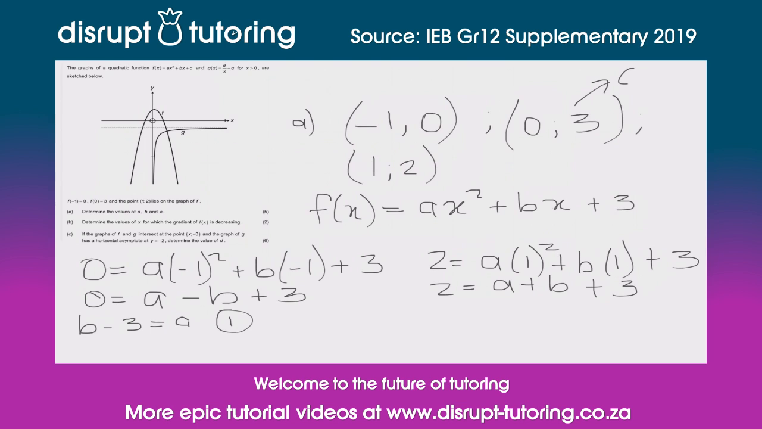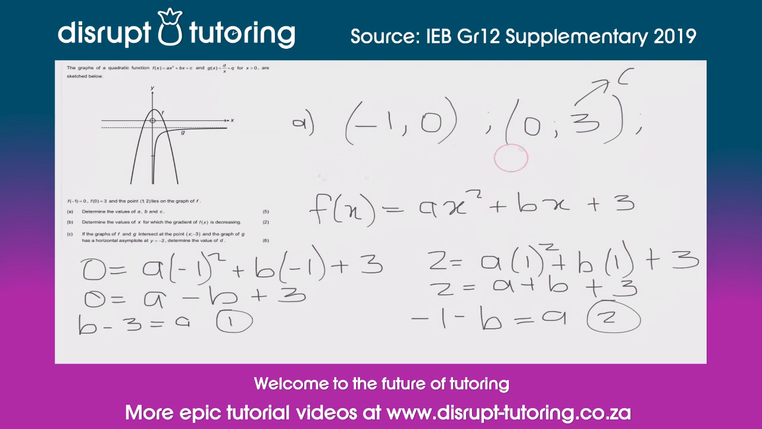Now let's move that 3 across. So once we move that 3 across, what happens? It's going to be 2 minus 3. That's going to give us minus 1. Let's move the b across. We'll have minus 1 minus b equals a. And we'll call that equation 2. Now we've got 2 equations, and we're able to solve for a and b simultaneously.